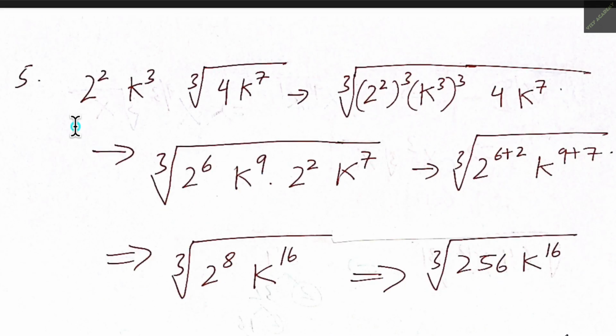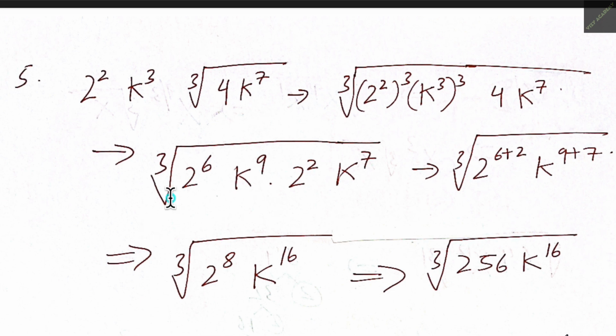There are another type of questions which involve the numbers and the variable outside, and also number and the variables as radicand. So the question here is 2 square k to the power of 3 cube root of 4k to the power of 7, which is a mixed radical, and we have to change it to entire radical. So 2 square k to the power of 3 will be going with 4k to the power of 7. So it will become 2 square whole cube, k cube whole cube, 4k to the power of 7, and we also see the index.